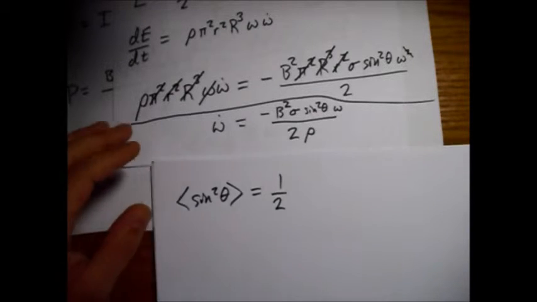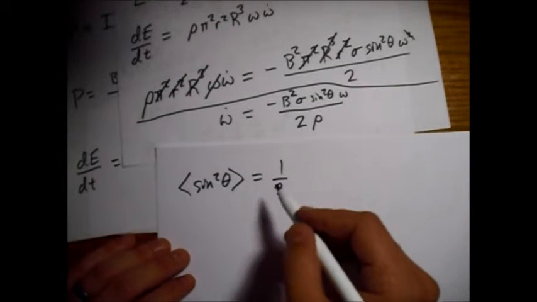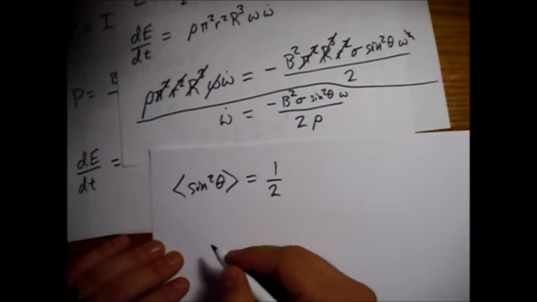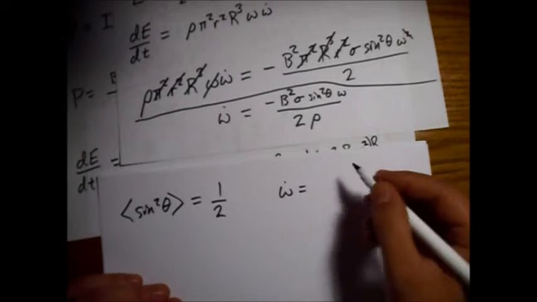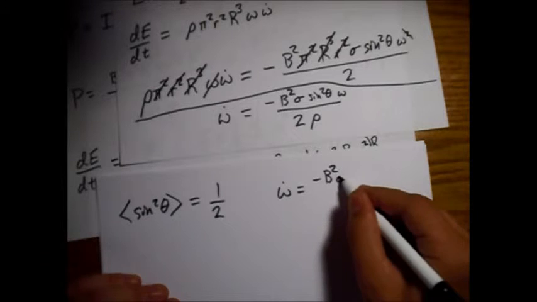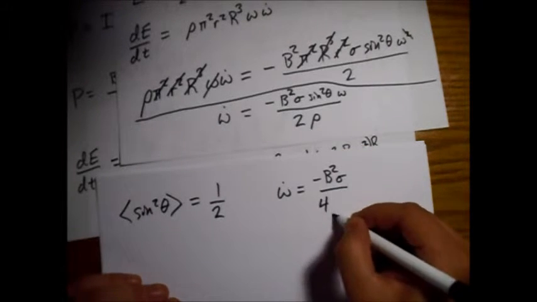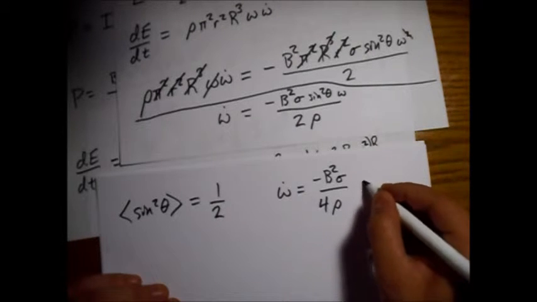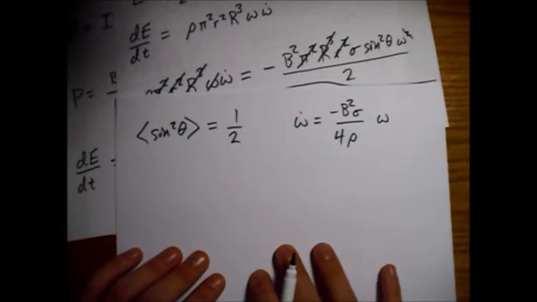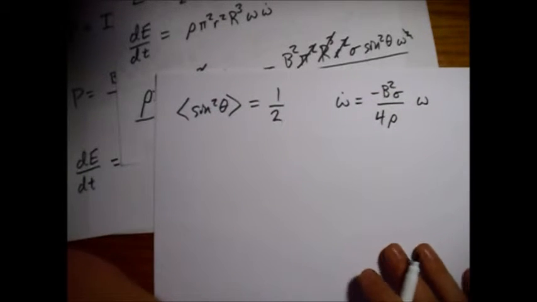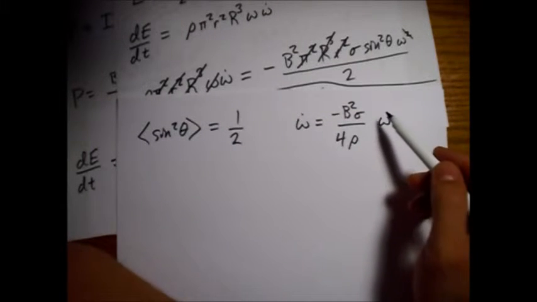Okay? So we could do the integration if you want. But making this average, what we end up with now is omega dot equals minus b squared sigma, and now we have a 4 rho here on the end with an omega. All right. So this is just, like we said, an exponential decay.